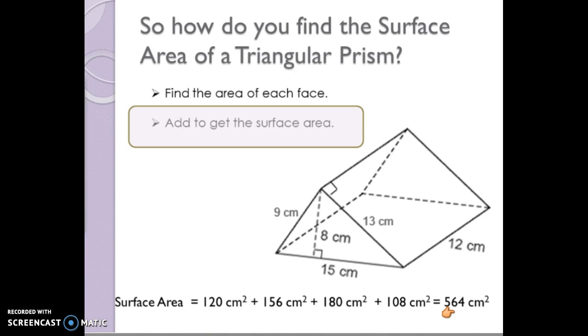And that's how you find the surface area for any prism. You're going to find the area of each face, and those faces may change from rectangles to triangles to some other type of polygon, but once you find the area of each face, you add them together, and you've got the total surface area.